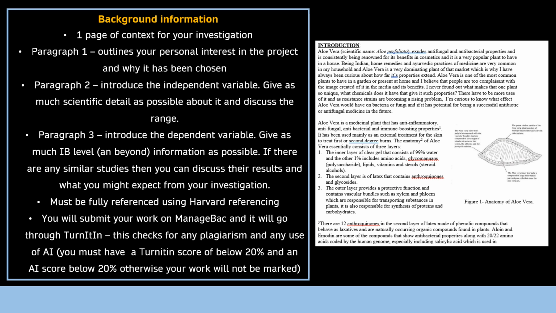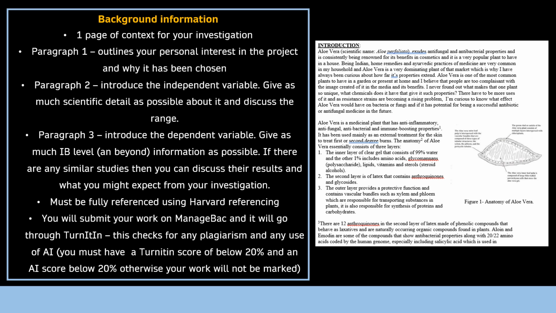Second paragraph should be all about the independent variable. So you need to give as much scientific, IB level scientific detail about your independent variable. So if your independent variable is temperature, for example, in an enzyme investigation, you're then going to explain about how temperature will break bonds within an enzyme and cause the active site to be a different shape, so therefore it will no longer be complementary to the substrate, so fewer enzyme substrate complexes are produced, etc., etc. So we're going super scientific here.